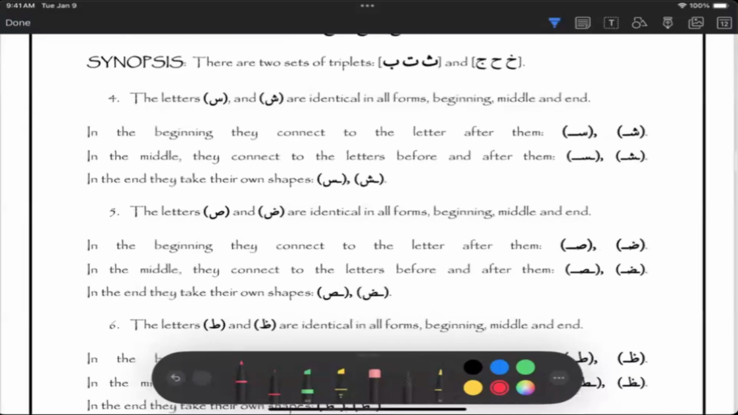Synopsis. There are 2 sets of triplets. Ba, ta, and tha, and Jim, Ha, and Kha. Those are the triplets, and others are just twins.